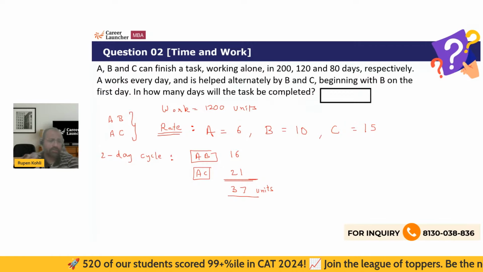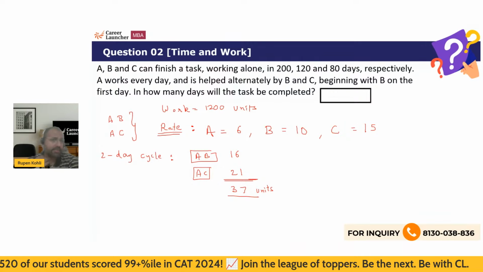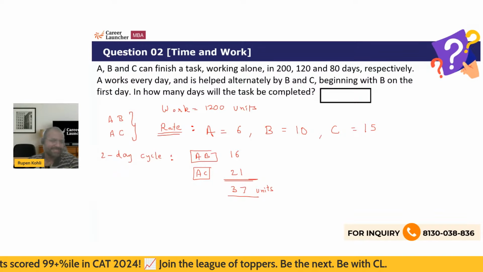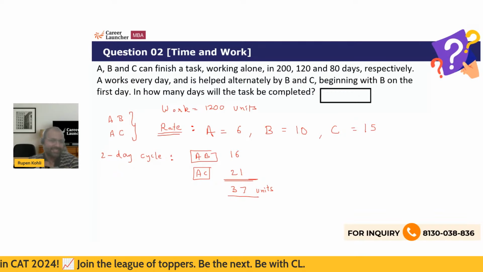Bhavesh, that is also not correct. It is not 32 days, it is 32 cycles. Isn't it? And a cycle is not of 1 day.